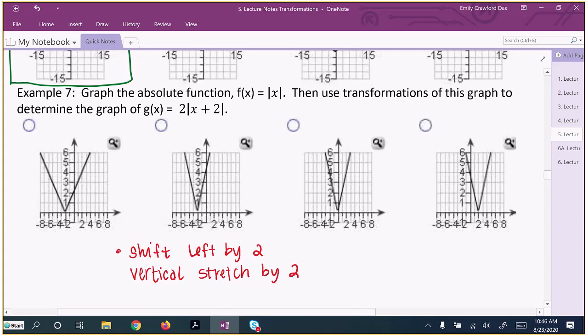Okay, so these are my two transformations: shift left by 2, vertical stretch by 2, and I have to choose which of the graphs has those properties. So first of all, if I call these A, B, C, and D, then A and B are the two graphs that are shifted to the left. So we can rule out C and D and just try to choose between A and B. And vertical stretching by 2 means that my graph is going to get taller and thinner. So it's going to be this graph B.